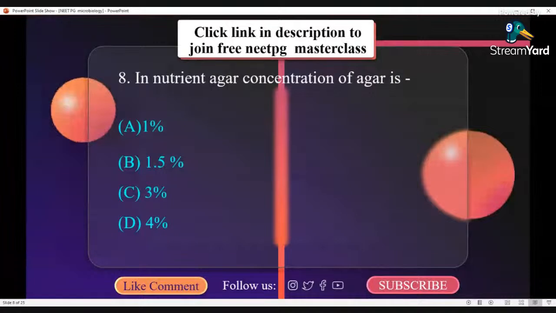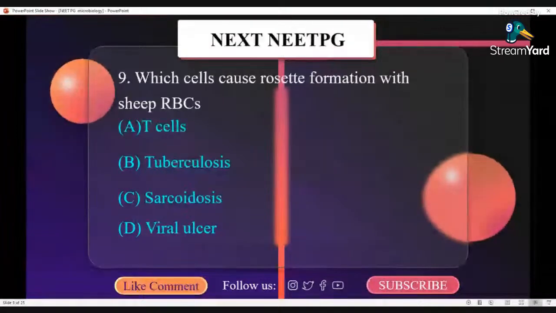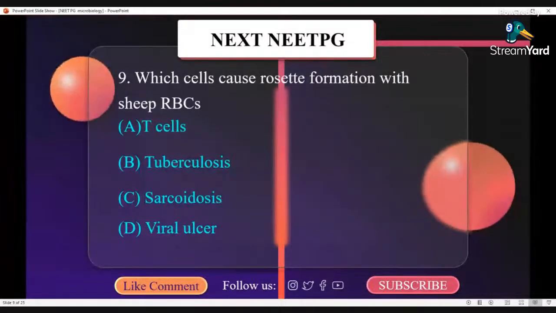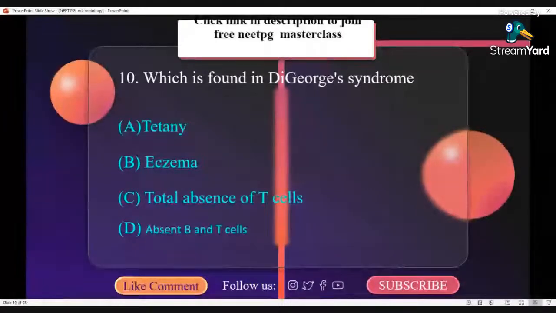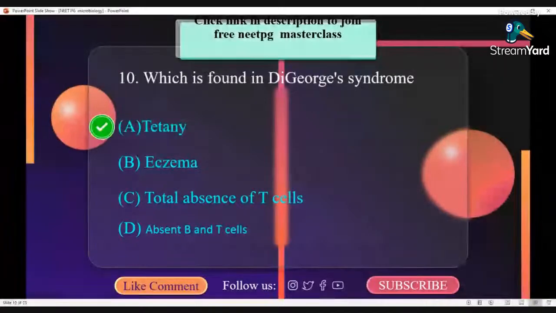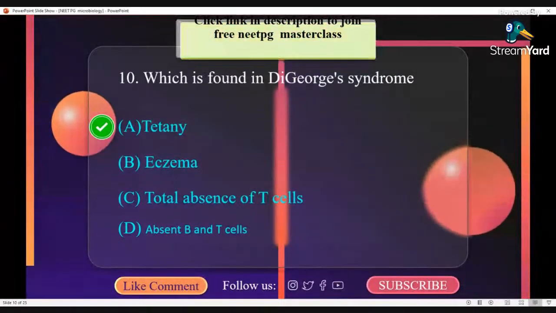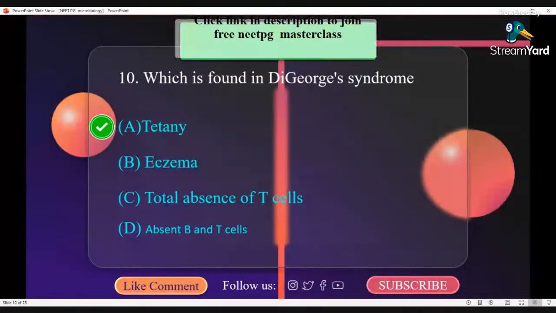Which cells cause rosette formation with sheep RBCs? A. T cells, B. Tuberculosis, sarcoidosis, C. D. ulcers. It is T cells, which are deficient in DiGeorge syndrome. A. Tetany, B. Eczema, total absence of T cells. It is A. Tetany.